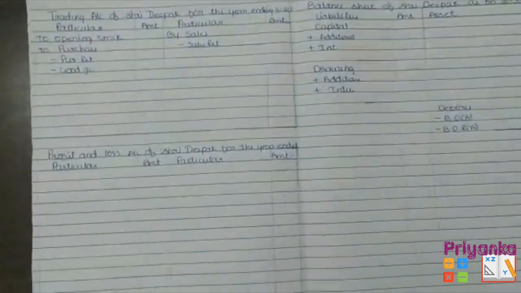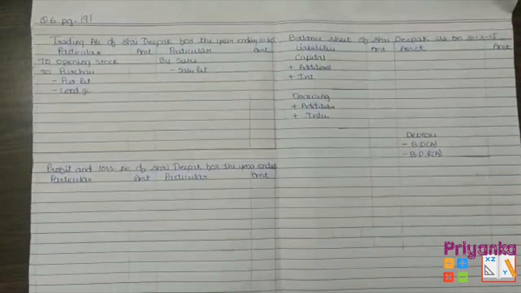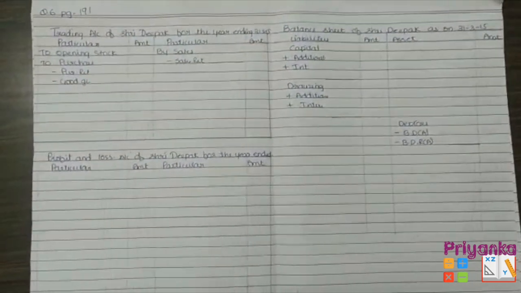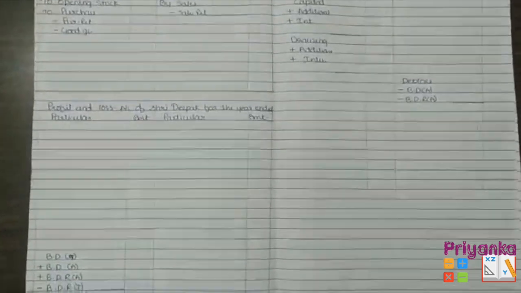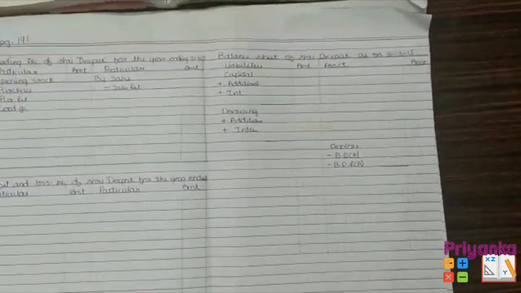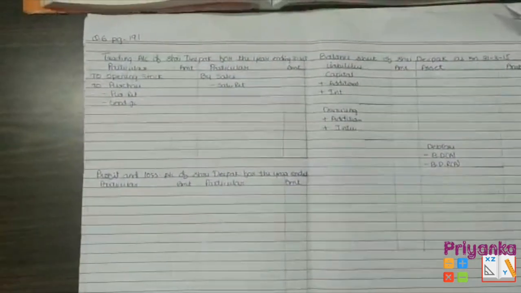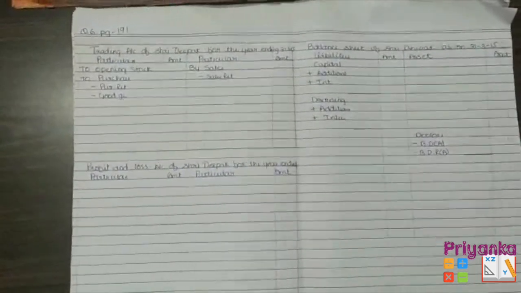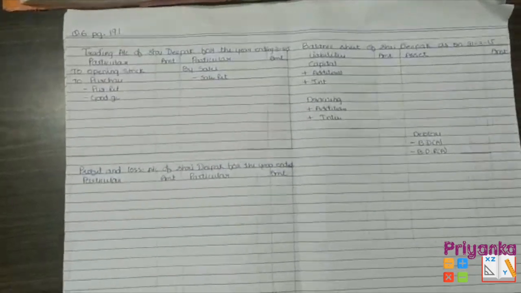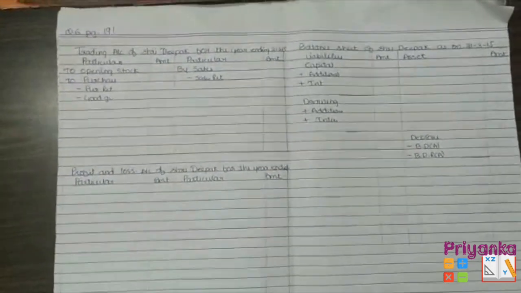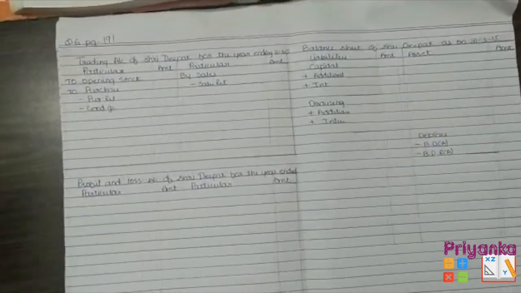Before we go to the solution, we have to get ready with this specimen. Here I already made a specimen. You can see a trading account in the half part, profit and loss account, and balance sheet. I already put on the title, the trading account of Shri Deepak for the year ended, and the profit and loss account and the balance sheet. As you can see, I already put on some entries.